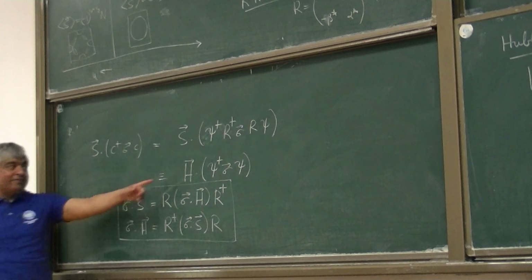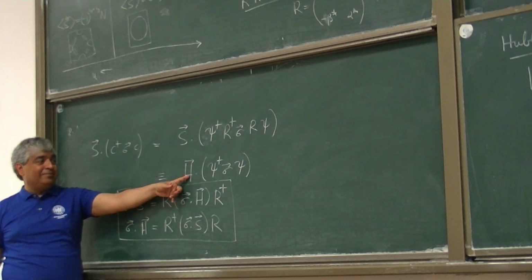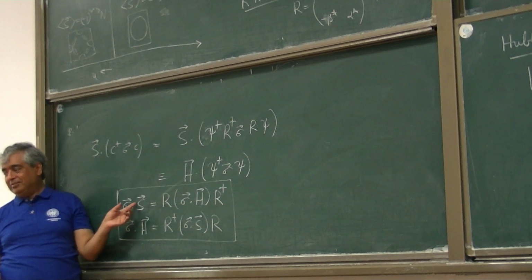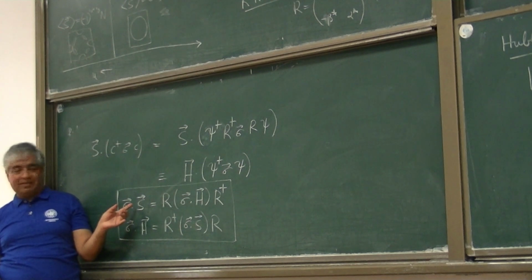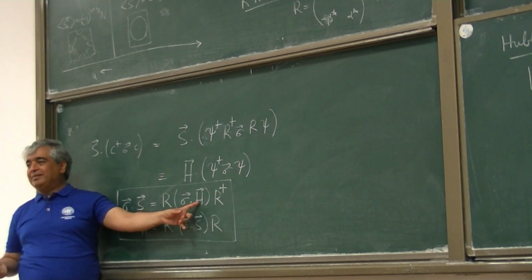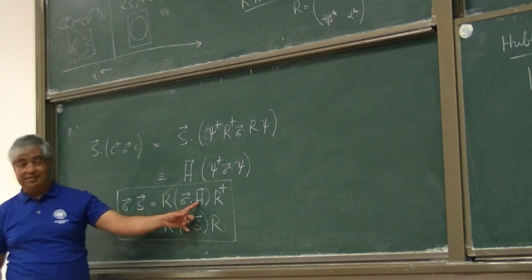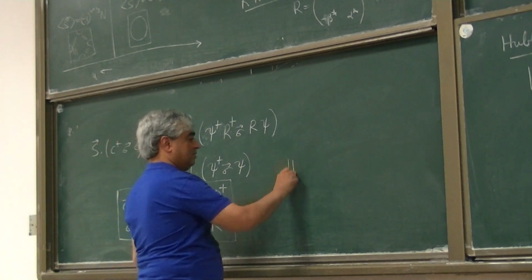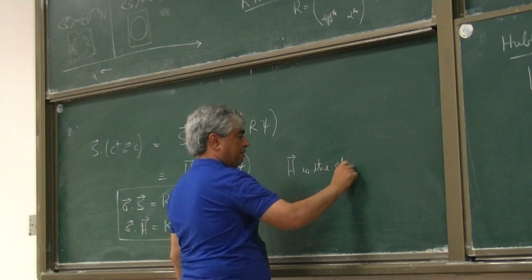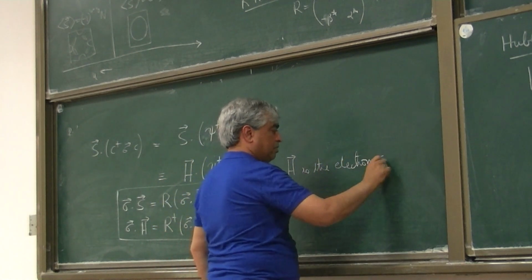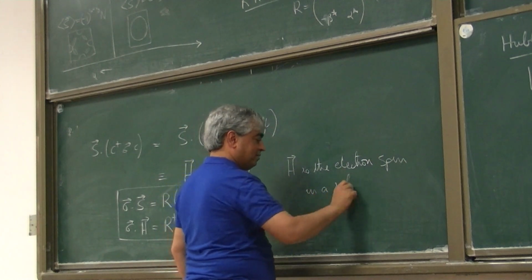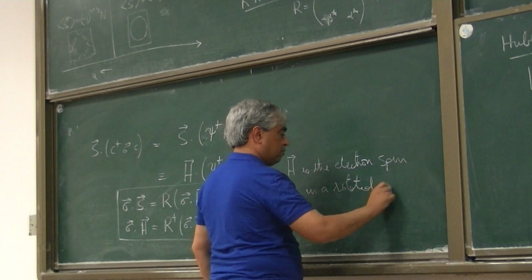So I've introduced a new vector field H, which is related to the spin. S is the physical spin, which direction is pointing on a given site. And H we can think of as the spin in the rotated reference frame. So H is the electron spin in a rotated reference frame.